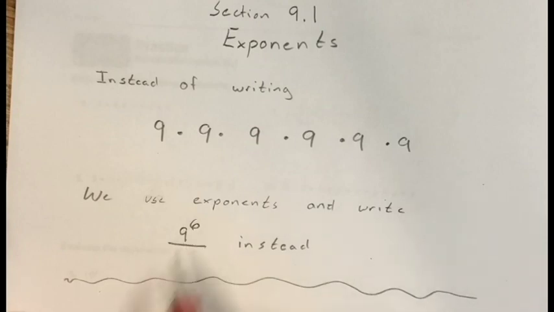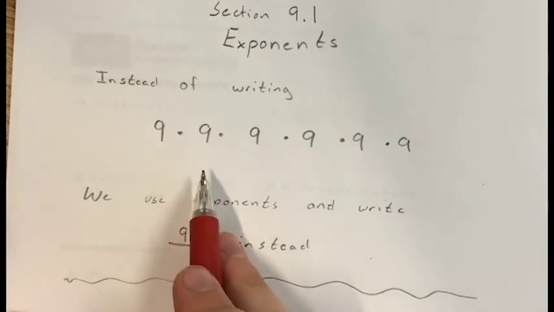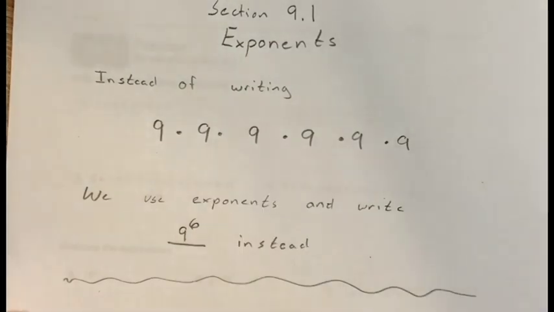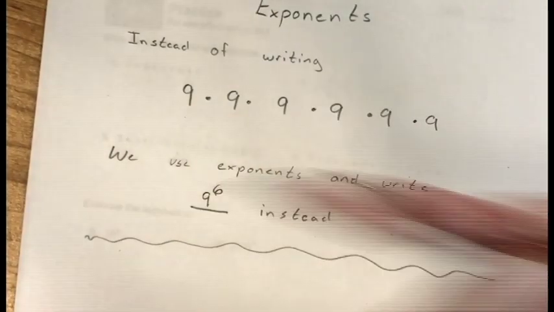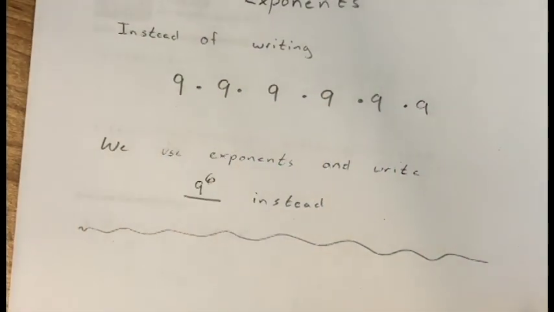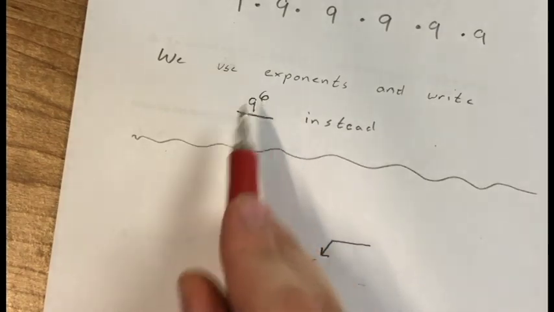It's just easier to write 9 to the 6 versus 9 times 9 times 9 times 9 times 9 times 9 times 9. I think I said that right. Anyway, that's really all exponents are, is taking something complicated like this and simplifying it. So let's just break down what this really means.